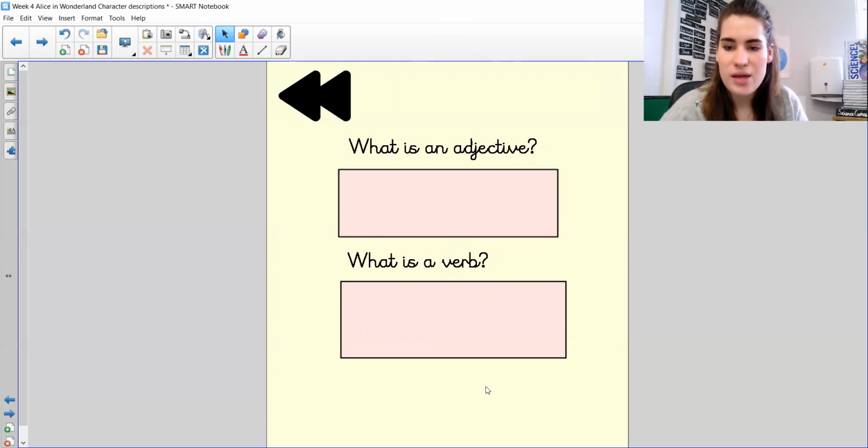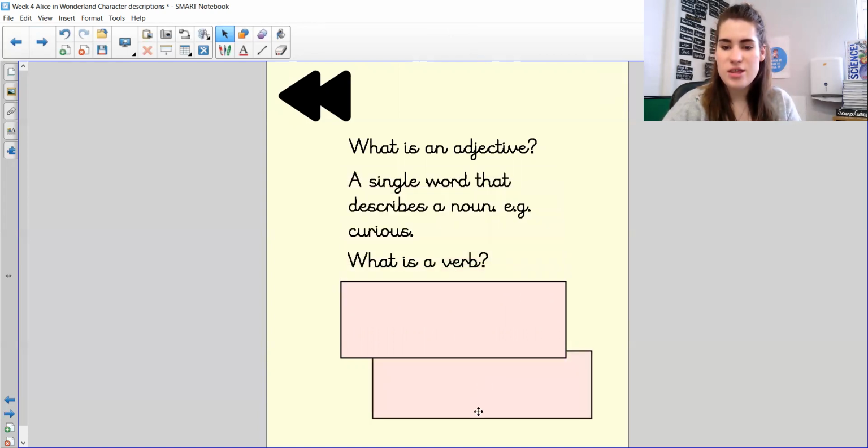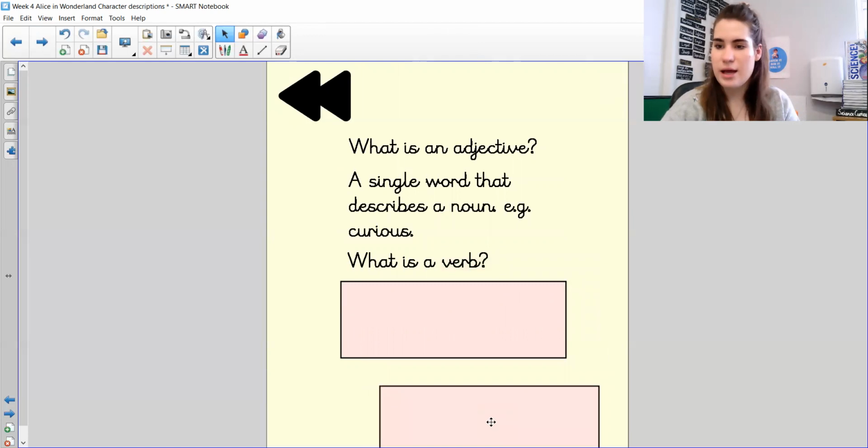Capital. Okay, so what is an adjective? And what do we mean by that word, an adjective? Okay, so hopefully you are telling me an adjective is a single word that describes a noun. For example, curious is an adjective because you could say the curious girl. So we're quite familiar with adjectives. They are the words that we use to describe Alice's personality yesterday.